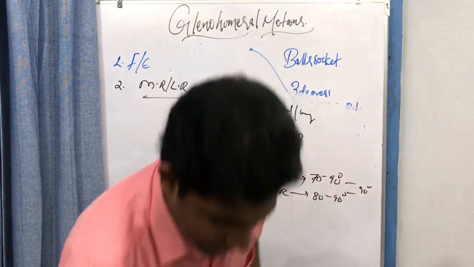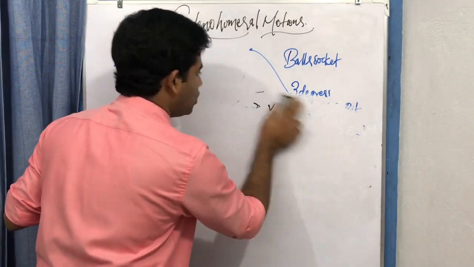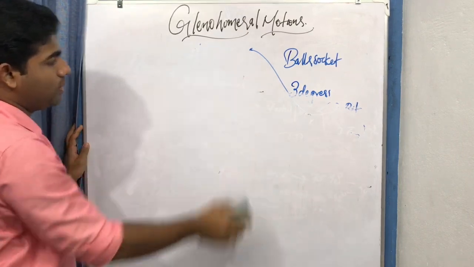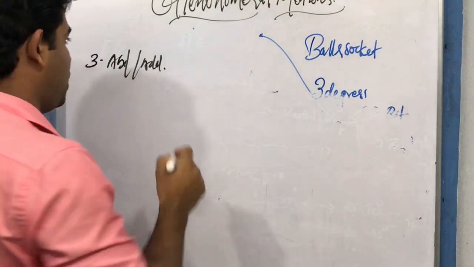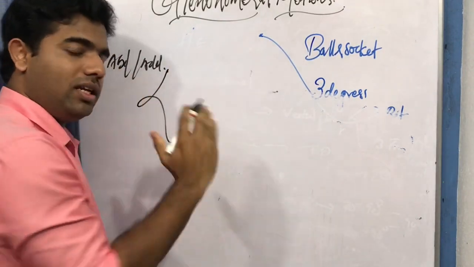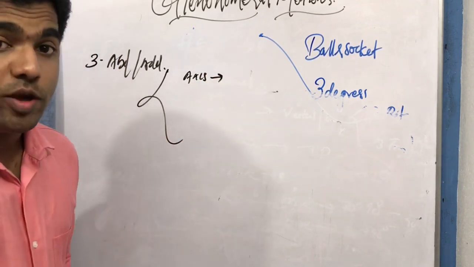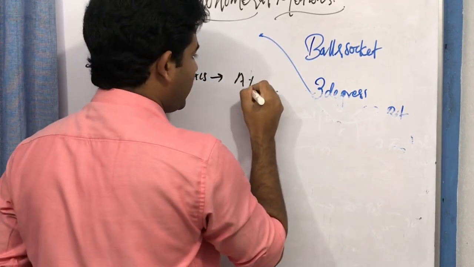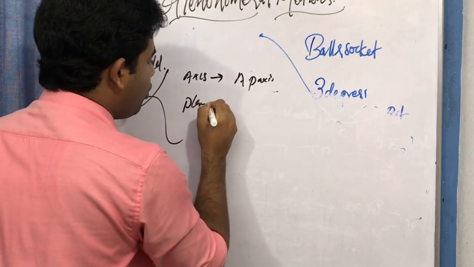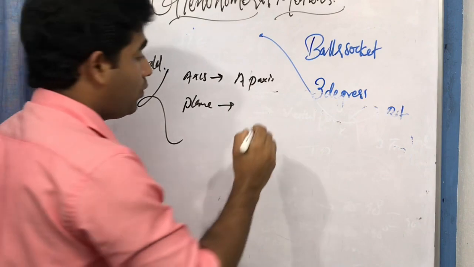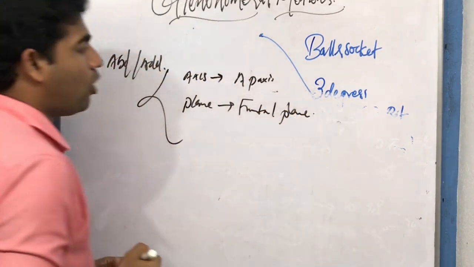Now we move on to the last motion that is possible, which is abduction and adduction. Let us examine it in the same manner. The axis of the movement is in which one? In the AP axis. Right now, you know that. And the plane of the movement would definitely be which one? The frontal plane. So abduction and adduction is a frontal plane movement.